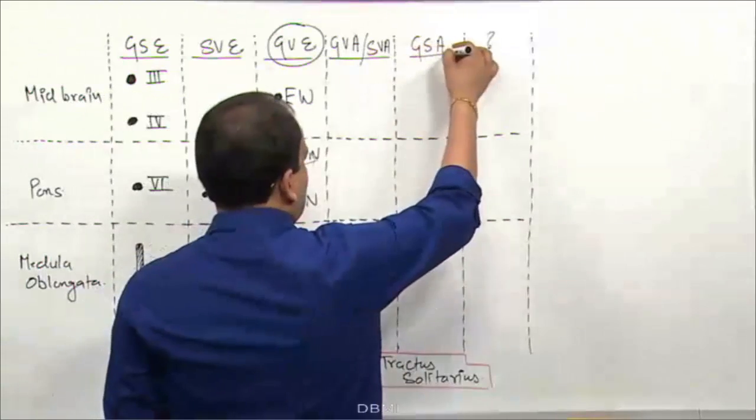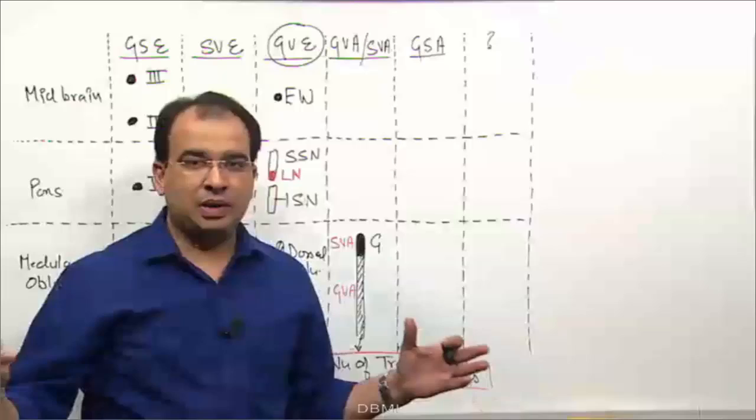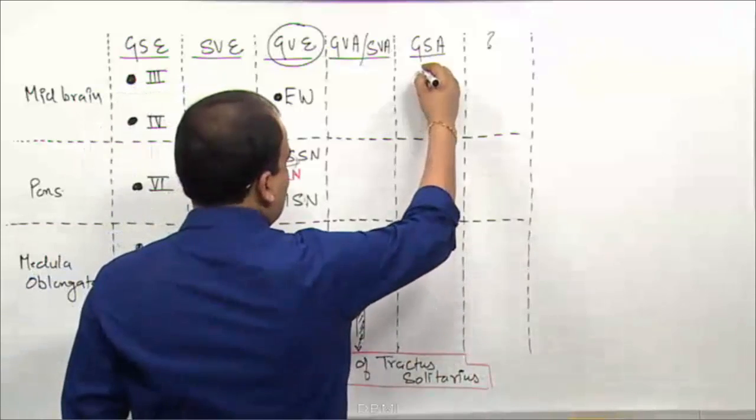Coming to this general somatic afferent, the king of all the nuclei. I mean, look at the size of this nucleus. Now let me show you the size first.